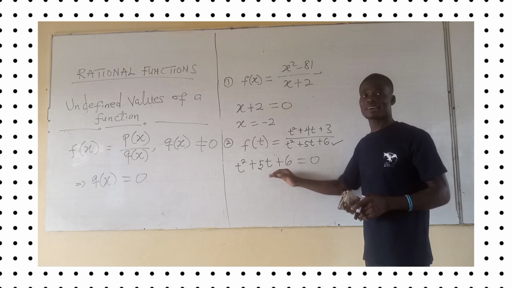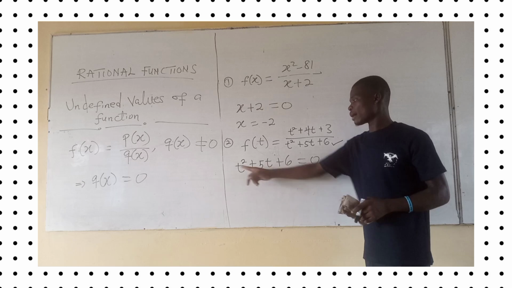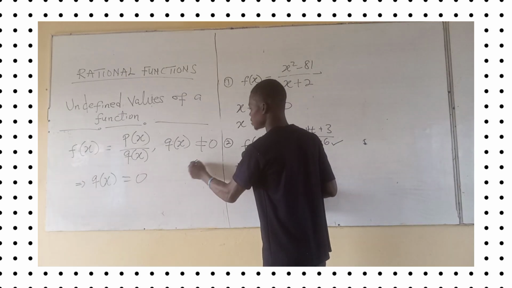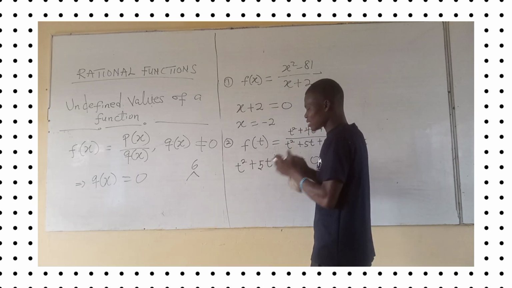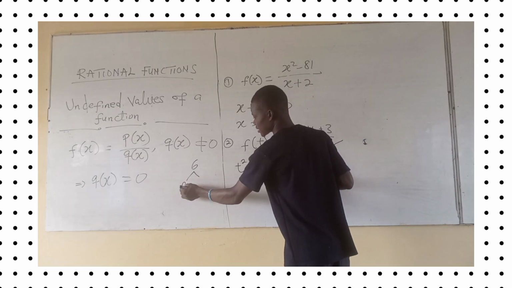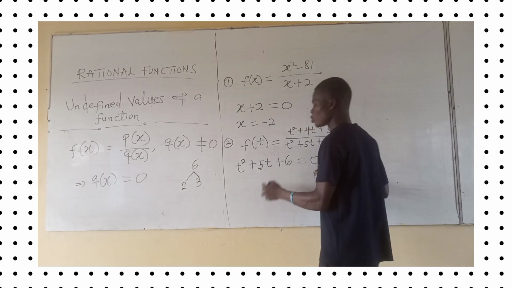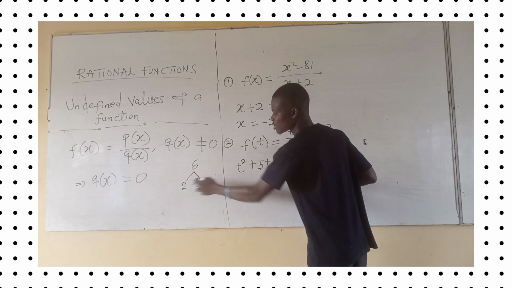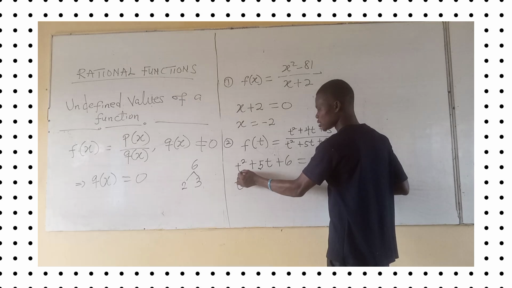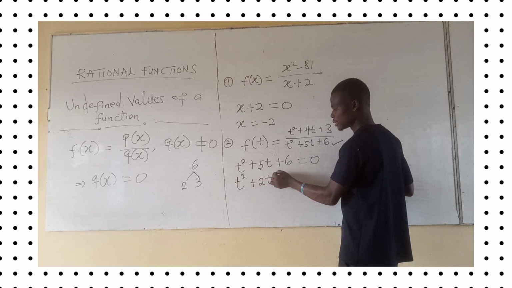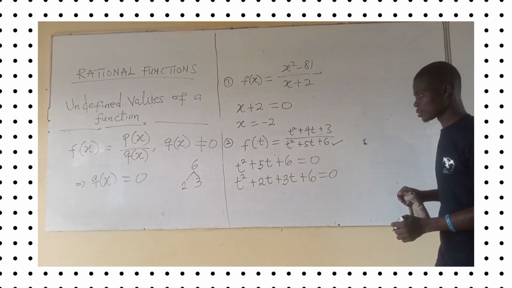So let's factorize this one by multiplying the 6 by the coefficient here. 6 by 1 will be 6. Then we check for factors of 6 that will multiply to get 6, but when you add, you have to get 5. So the factors of 6 are 2 and 3, and 2 plus 3 is 5. So we are going to use the factors 2 and 3 to replace this 5. In terms of t, so t squared plus 2t plus 3t plus 6 equal to 0.